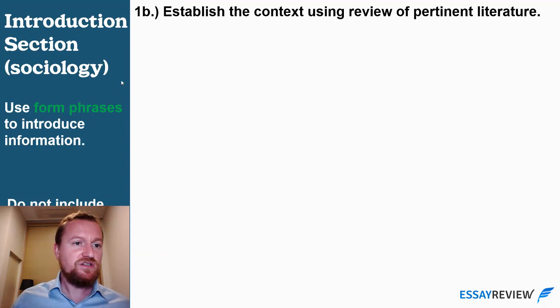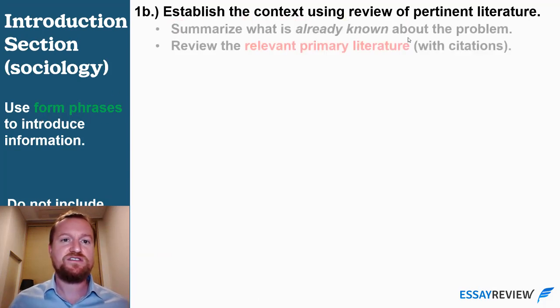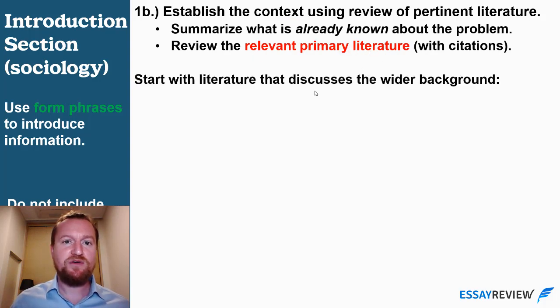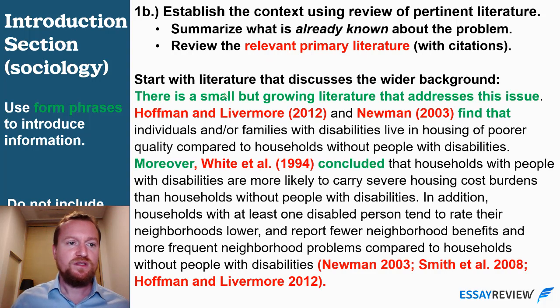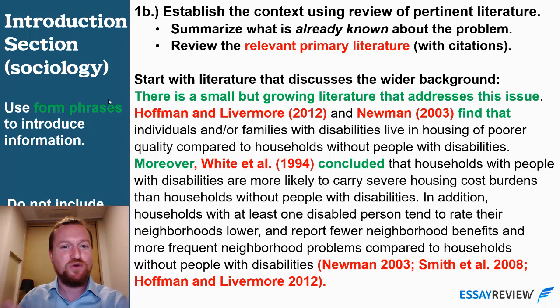In this section as well, let's look at some form phrases we can use to establish the context with the literature. We'll start with relevant primary literature. In the green, we have form phrases. "There is a small but growing literature that addresses this issue." So you could almost just copy and paste this sentence into this section of your work, and then underneath that, list the literature that applies to your work. Okay.